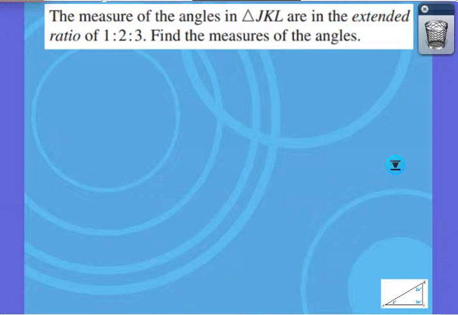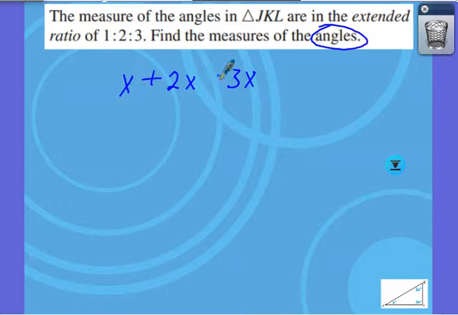Extended ratio problems, we did these back in chapter 1. Anytime you have an extended ratio like 1 to 2 to 3, make sure that you know that those aren't the angles. That's the ratio of the angles. So if 1, 2, and 3 is the ratio, that means the actual angles are 1x, 2x, and 3x. Some multiple of 1, 2, and 3. And since those are angles, we know that when we add them, we'll always get 180 degrees.